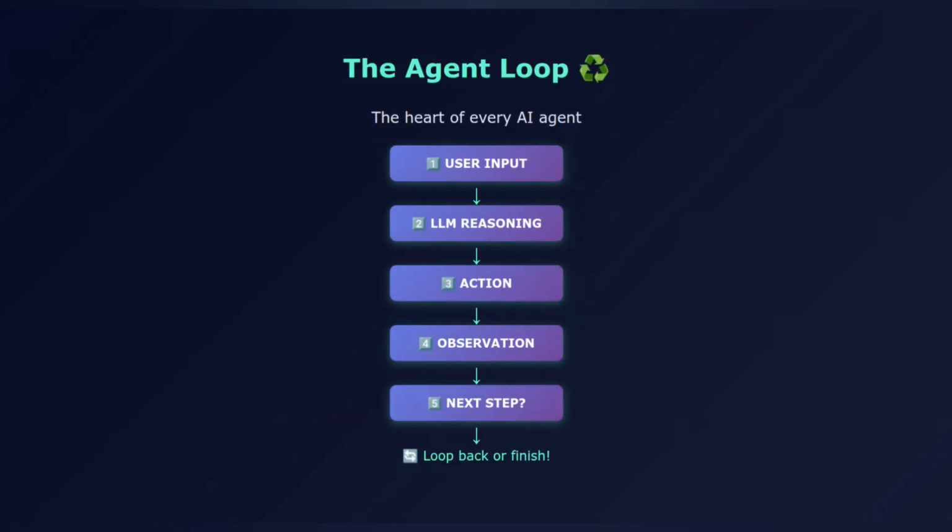Now, let's break down the core mechanism that makes agents work. I call this the agent loop, and it's beautifully simple. Every agent follows this pattern. Step 1, user input. You give the agent a task or question. Step 2, LLM reasoning. The language model thinks about what to do. Step 3, action. The agent uses a tool or takes an action. Step 4, observation. The agent sees what happened. Step 5, next step. The agent decides, am I done or do I need to do more? And then the loop continues.